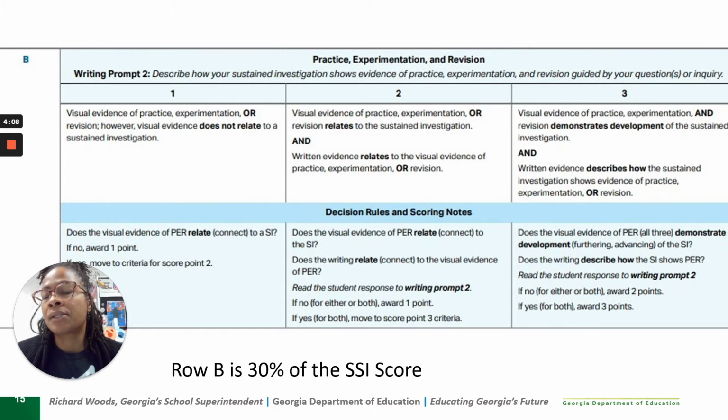So looking at a score of a 1, visual evidence of practice, experimentation, or revision. However, visual evidence does not relate to a sustained investigation. So if they're submitting images that do not relate to what they're doing and how they're doing it, they're automatically scored a 1. Moving up to score point 2, visual evidence of practice, experimentation, or revision relates to the sustained investigation, and written evidence relates to the visual evidence of practice, experimentation, or revision. So making sure that there are connections between what they're talking about and what they're doing.